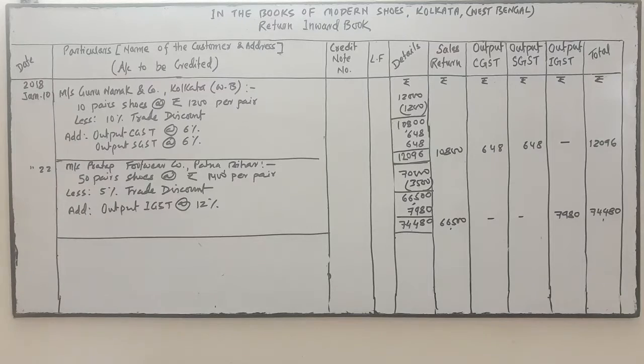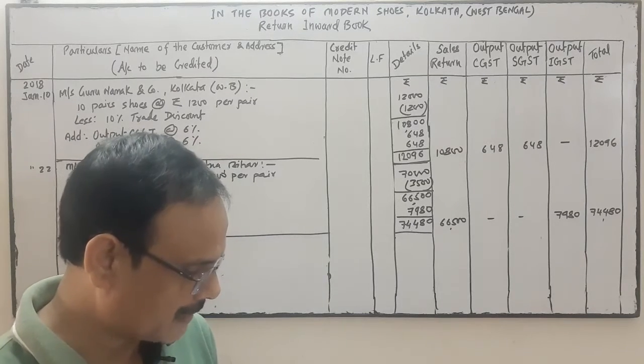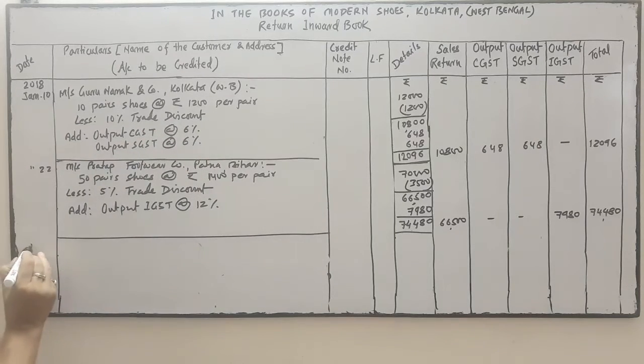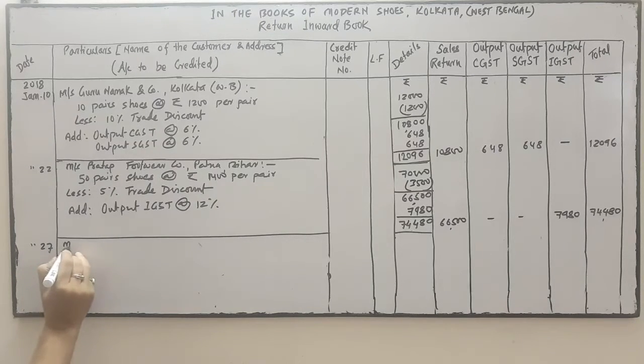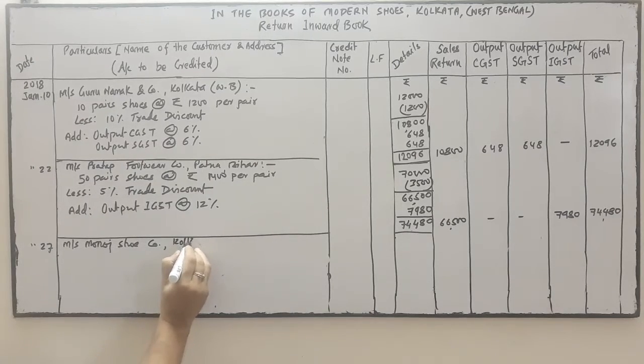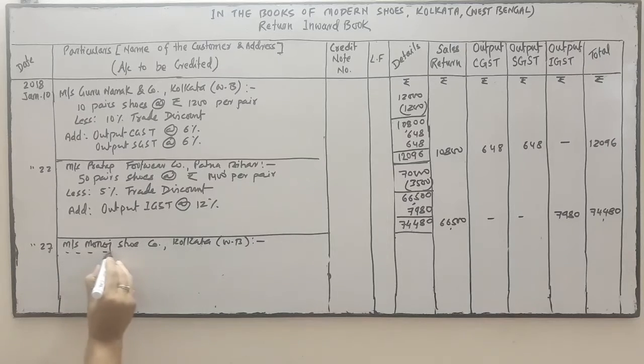Now next is 27, also Manoj Shoes Company, Kolkata, returned to us. It's also a sales return. Messrs Manoj Shoes Company, Kolkata, it is in West Bengal. Okay, what has he returned?